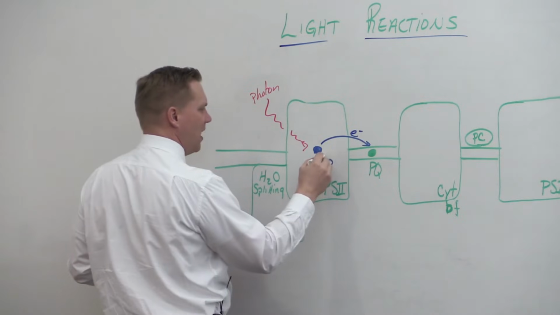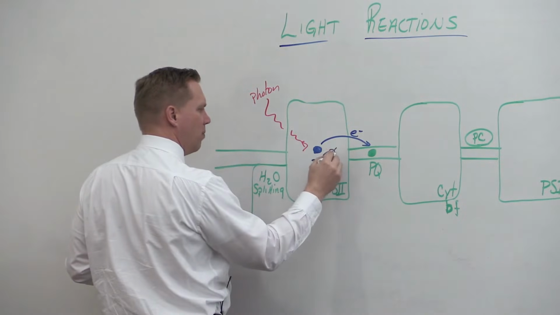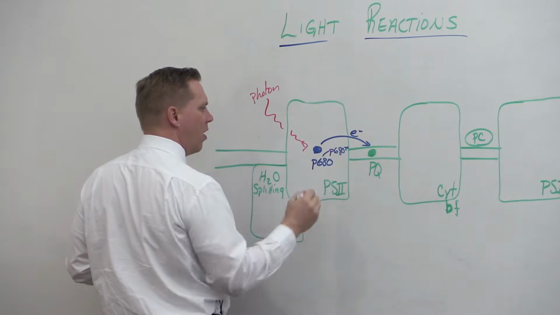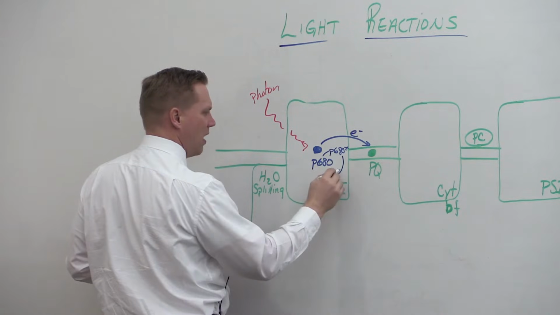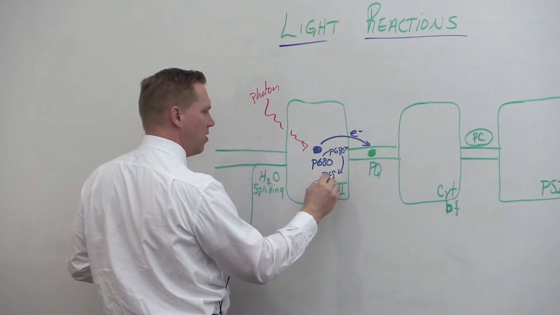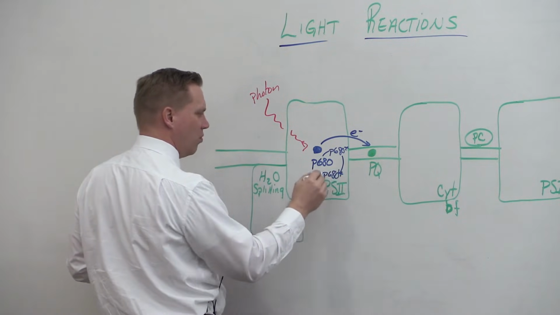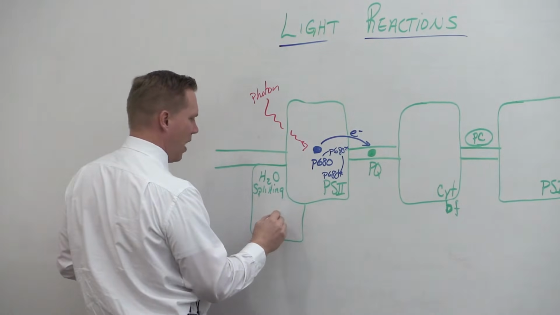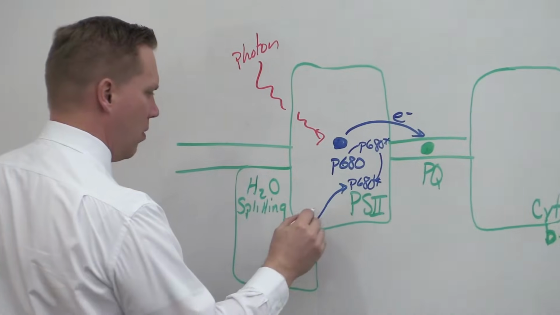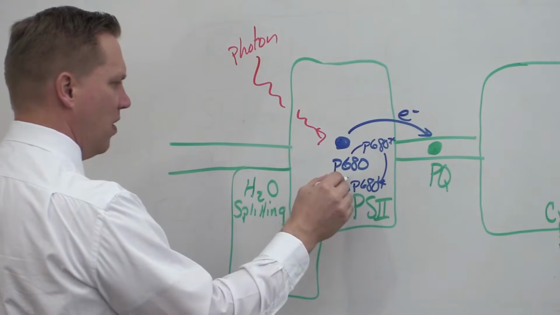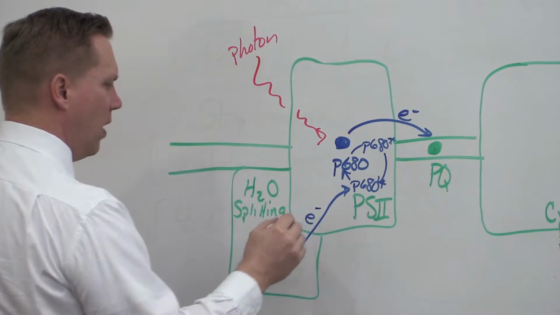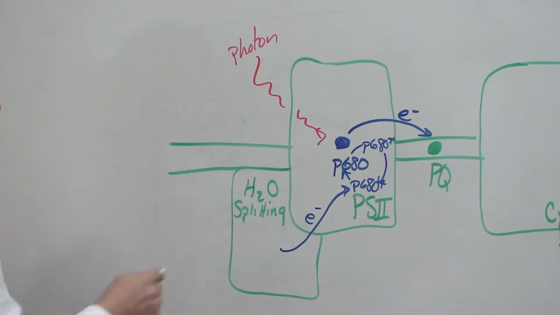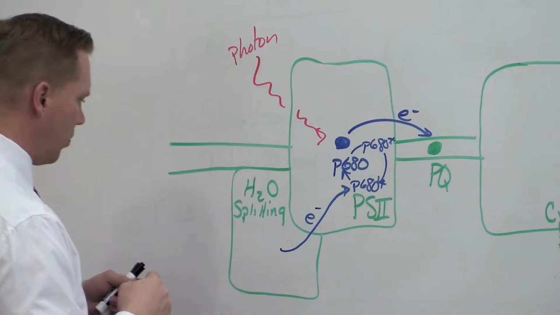Now P680, we just said it went to P680 star, its excited state. When it loses that electron, it comes down to P680 plus with a positive charge. And P680 plus has to grab some electrons in order to finish its cycle. So it's going to grab electrons from the water splitting complex.